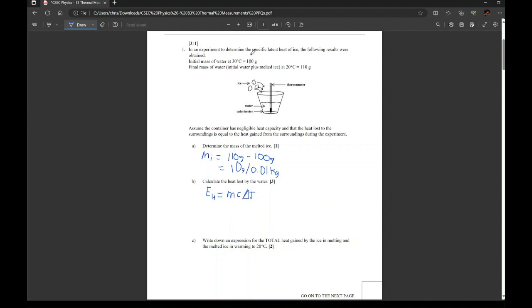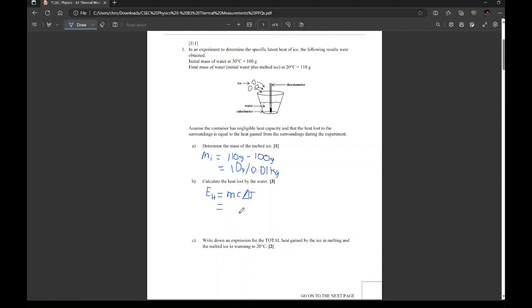The mass of the water is 100 grams. The reason why it's 100 grams is because the 110 grams will actually include the mass of the ice. And we don't want to include the mass of the ice. We just want to know how much heat was lost by the water itself. So that's why we're going to use 100 grams.